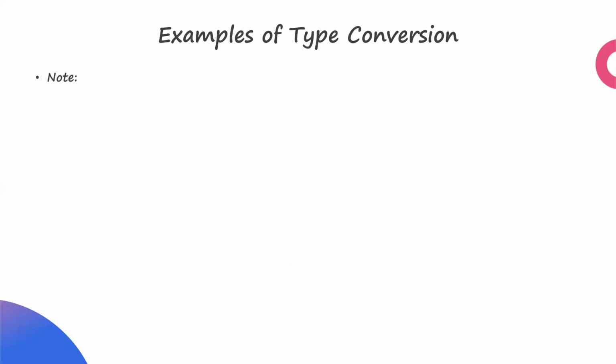Okay, so examples of type conversion. When you try to convert a zero number to a Boolean, it will give you false. Remember that false has an integer value of zero. So when you want to convert to Boolean, let me show you.